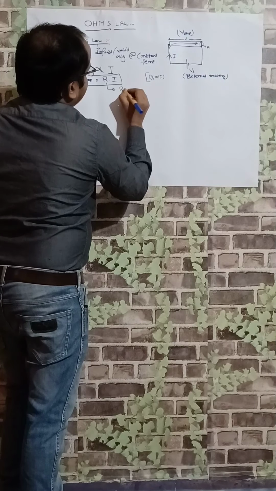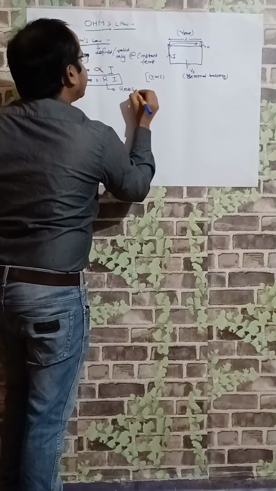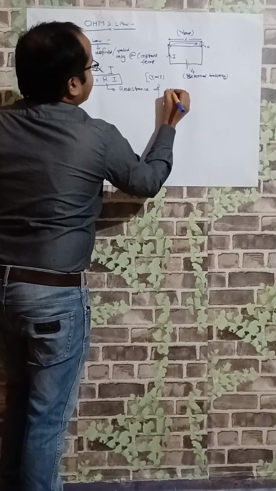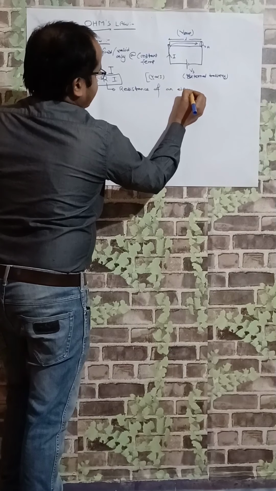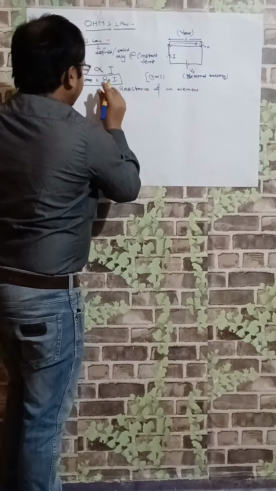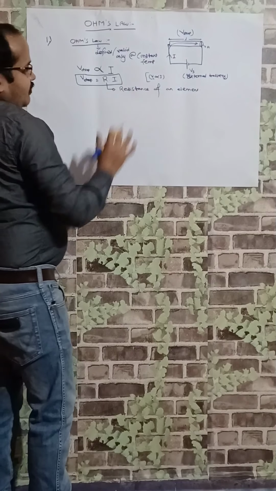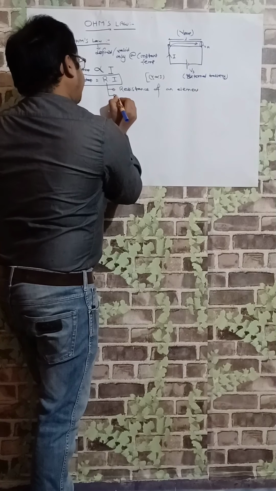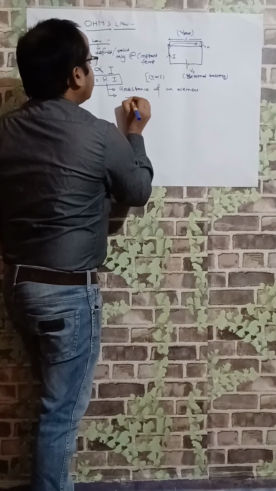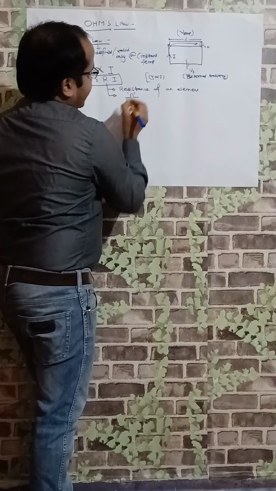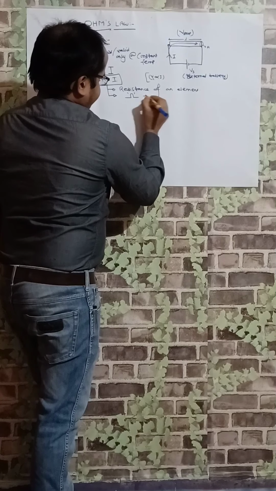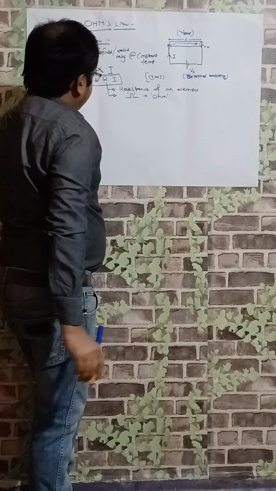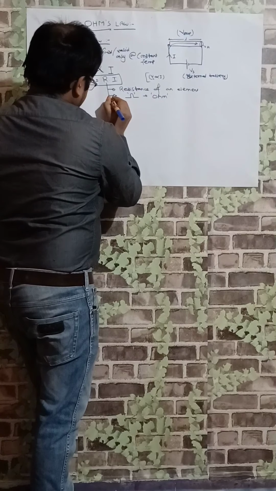R is nothing but the resistance of an element. Its SI unit is ohm, symbolically represented as this. Ohm is its SI unit. What is the resistance?